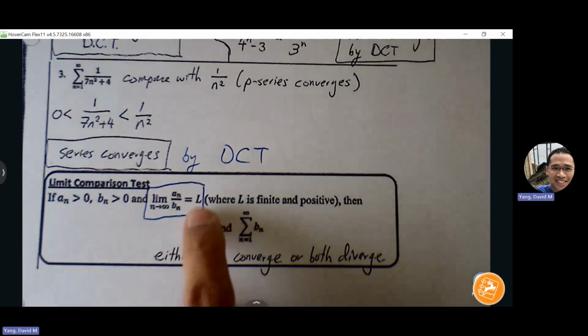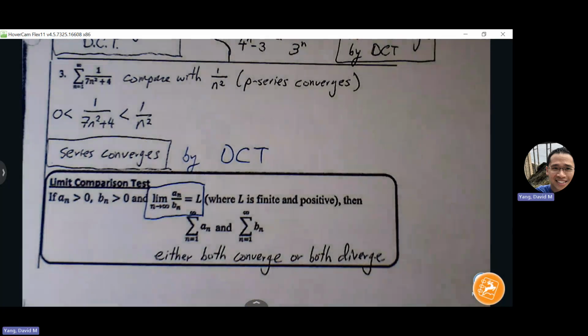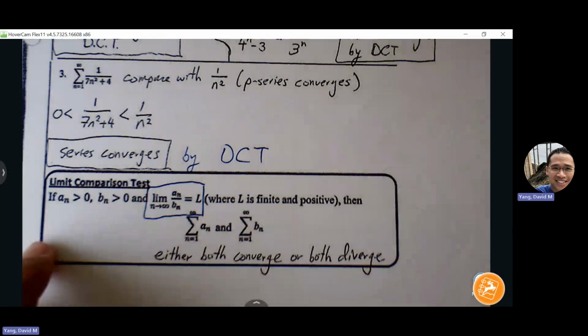Okay. If it goes to infinity, then that means this is not a good test. That means we want to find a better test. It's not going to be one that we want to use.